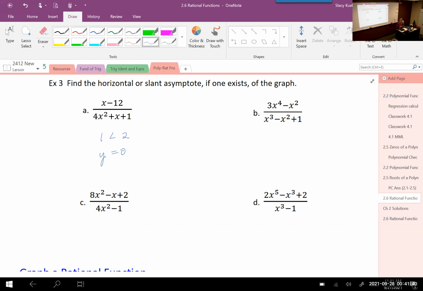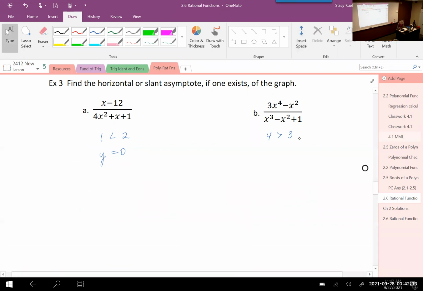Let's look at B. B says 3x to the 4th minus x squared over x cubed minus x squared plus 1. What is the degree of the numerator? 4. What's the degree of the denominator? 3. So we are 1 more in the numerator than in the denominator. Would it be a slant asymptote? We have a slant asymptote, and we find slant asymptotes by doing long division. This is why we had to practice long division the other day, okay? So this is a slant.